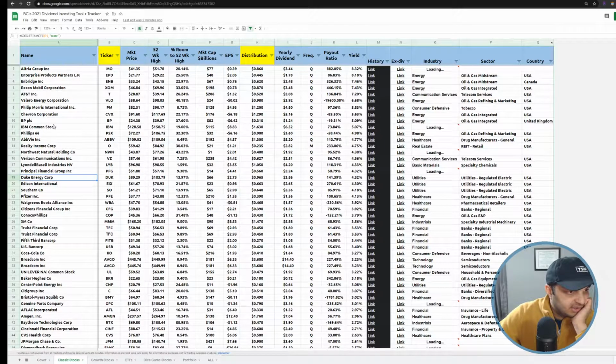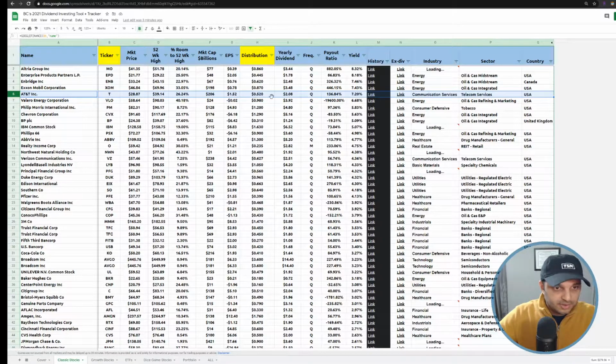Let's pick AT&T. Okay, so AT&T is a classic dividend stock. As you can see, it's showing its industry and sector and whatnot. So let's go to AT&T distribution. It's going to pay 52 cents for each quarter, right? So in 1 year, if you have one AT&T stock, it's going to give you $2.08 for holding one stock. So that works out to a yield of 7.20.